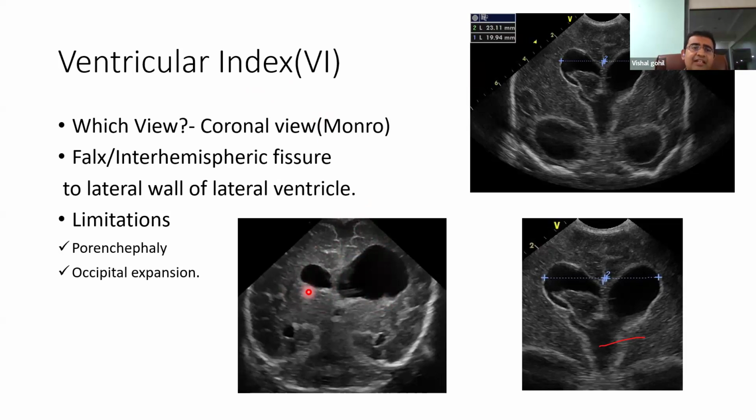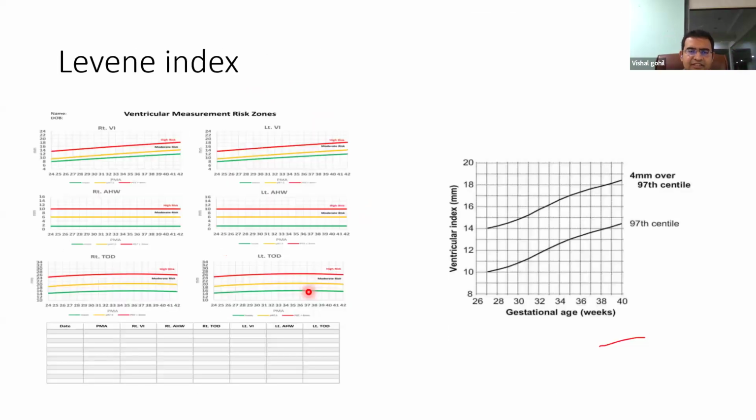So sometimes it might be late, even though you measure the ventricular index from the first day. Okay, so this is the VI chart we should follow. This is your ventricular index number over here, and this is your gestational age. And there are two lines over here. This is your 97th centile, and this is your 97th plus 4 mm centile. So you can follow either of them. It is not necessary that we follow only one; both have an excellent outcome if you intervene in a timely manner.